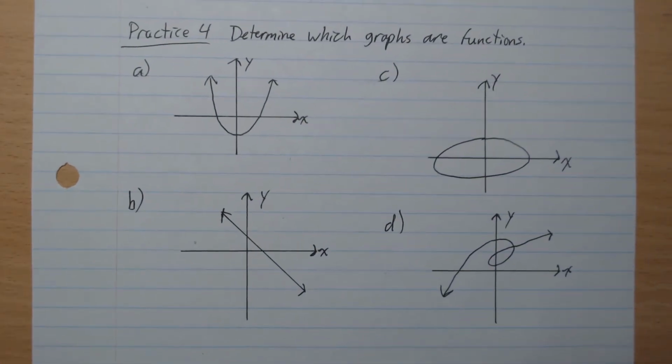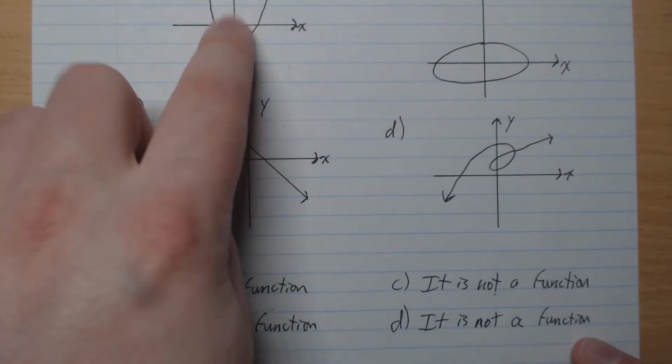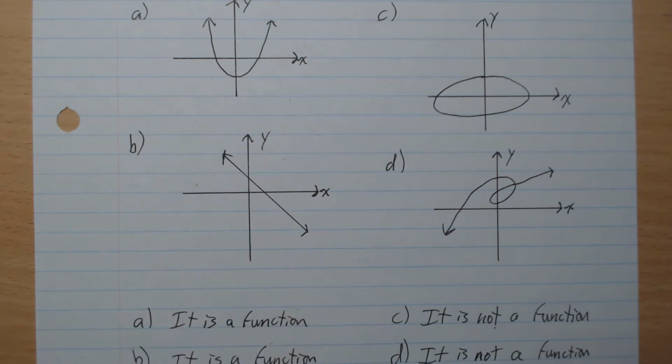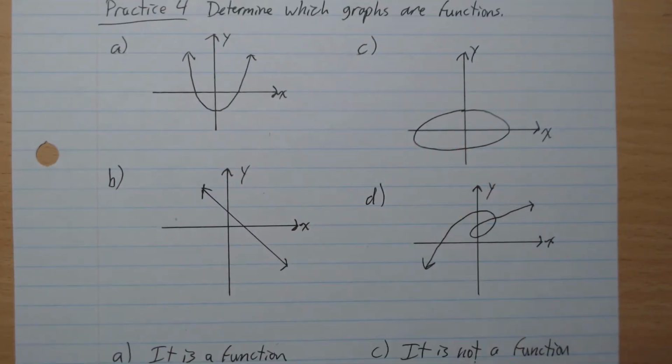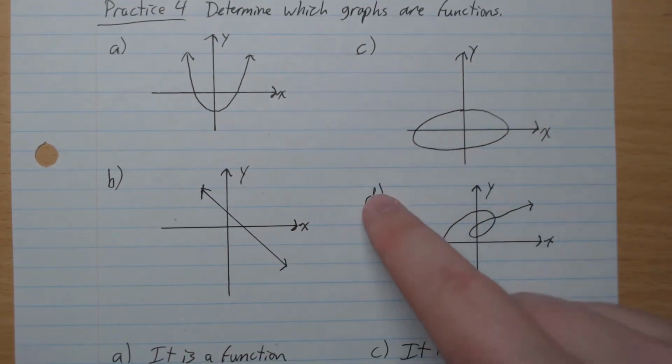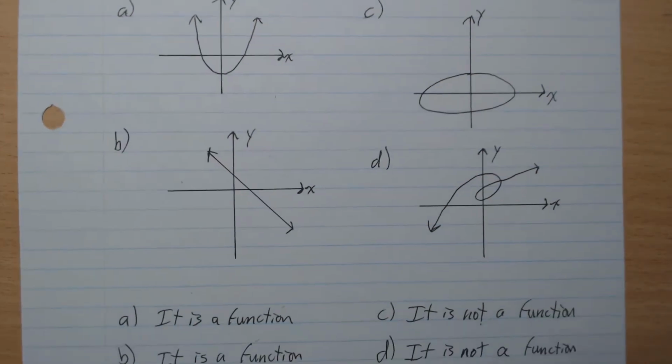Practice number 4. Determine which graphs are functions. Go ahead and pause the video and answer that. Okay. A, it is a function. B, it is a function. C, it is not a function. It touches 2 points. And D, also not a function.